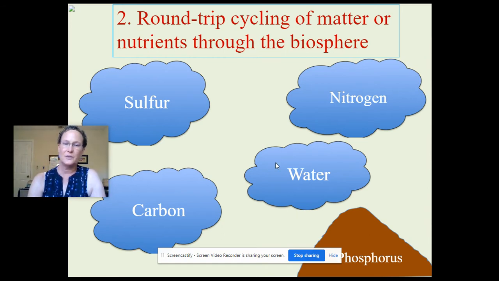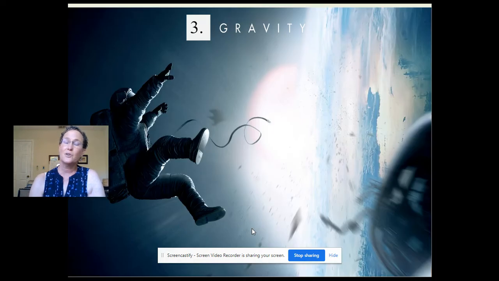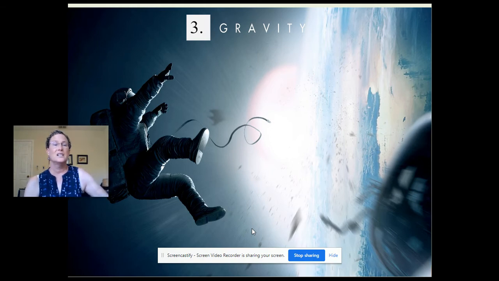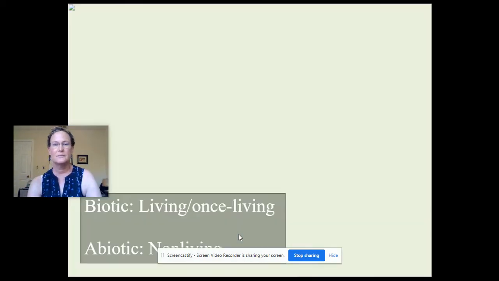The next one, which is really important, is gravity. If things weren't held to the earth by gravity, everything would float away and be gone. The actual matter on earth stays on earth due to gravity. Gravity ends up being very important for many of the things that make the world work. So not floating away, but sticking around.